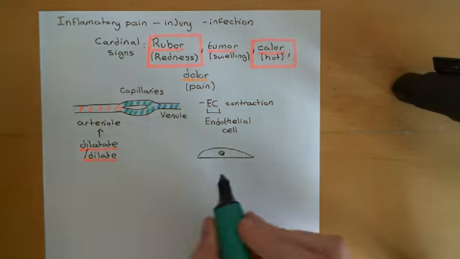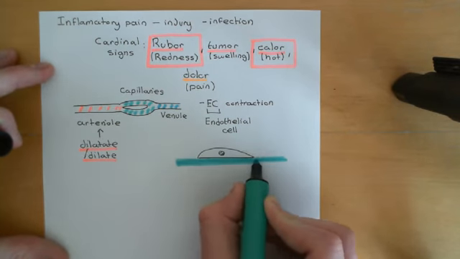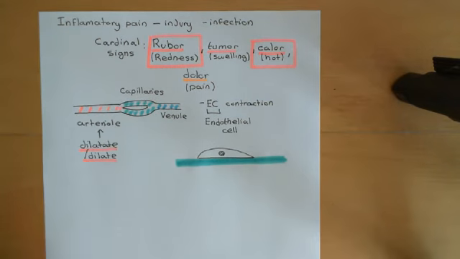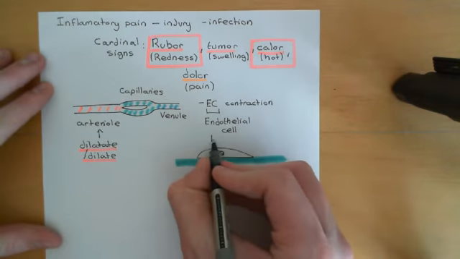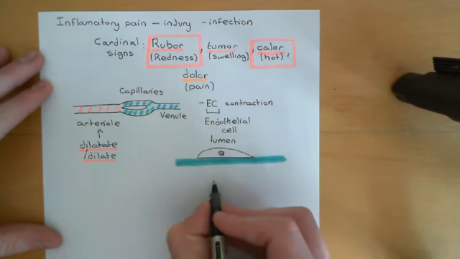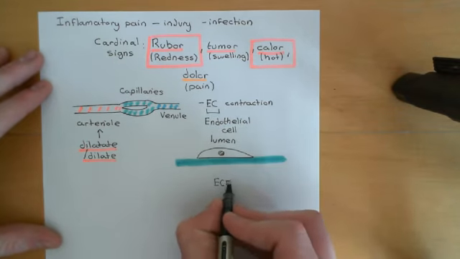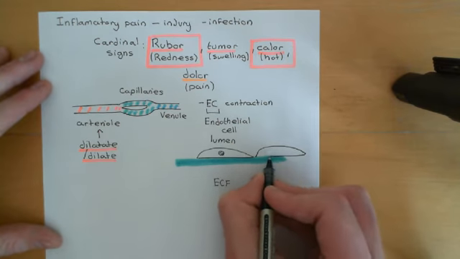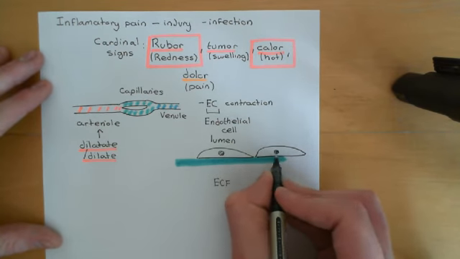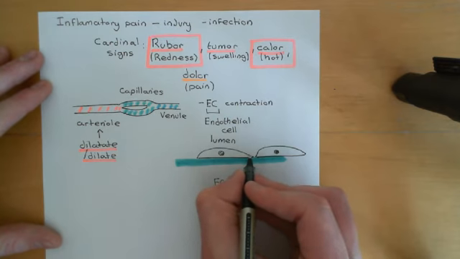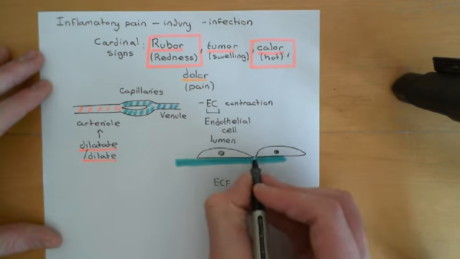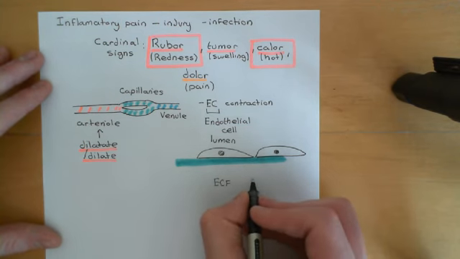So the wall of a capillary, or the venules that just follow the capillaries, literally just consist of endothelial cells sitting on a basement membrane. This is the lumen of the blood vessel, and this is the extracellular fluid here. Usually the endothelial cells are nice and close together, and they have junctions between one another which stop too much fluid from leaving the blood and going into the extracellular fluid.